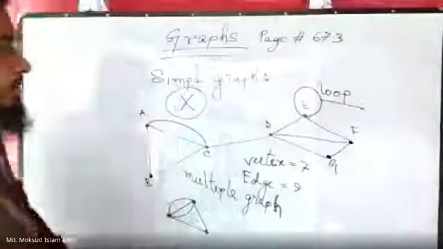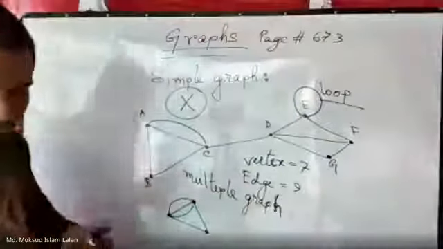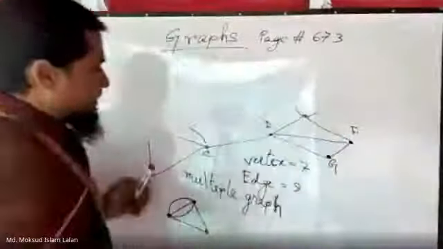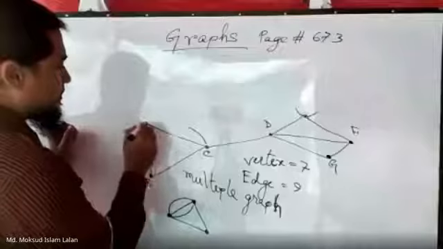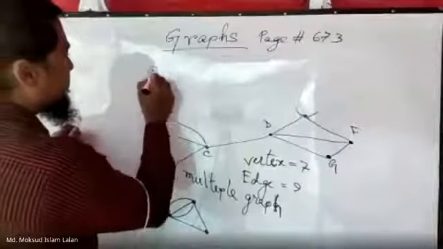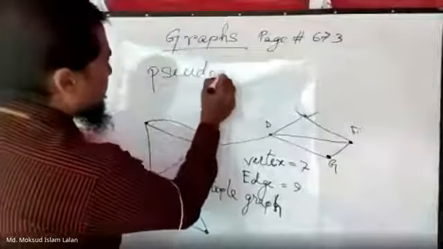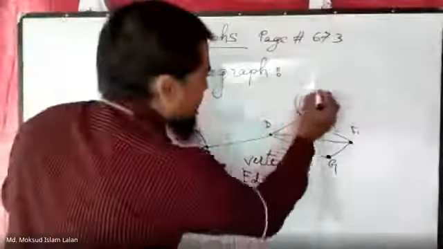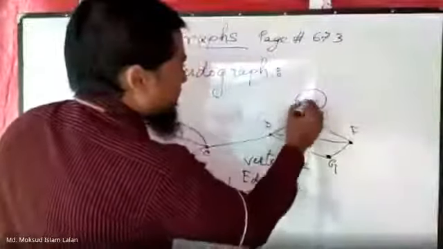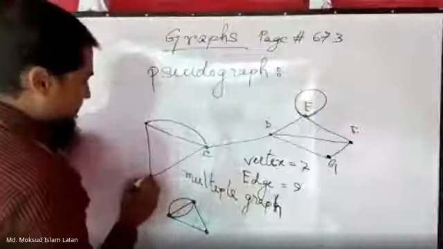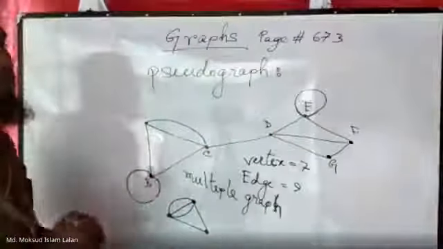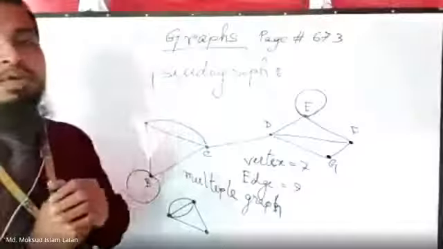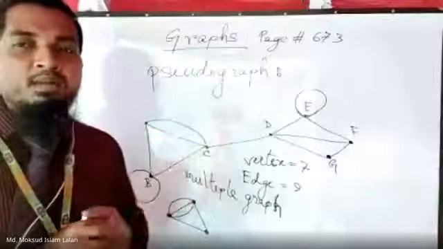Dear student, another definition. Multiple graph we have finished. Simple graph we have finished. So, pseudo graph. Suppose it is E, right? Suppose there are two loops. So definitely this is not a simple graph. We are telling this is a multiple graph.